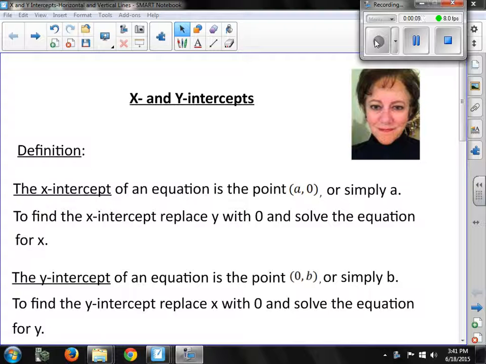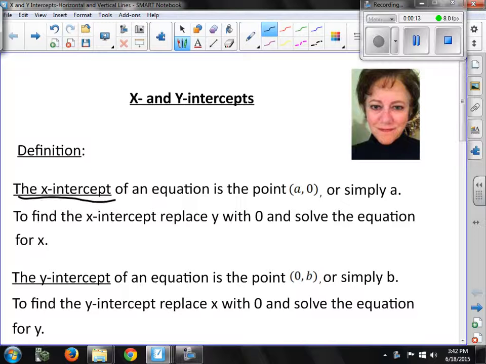Here's some definitions. The x-intercept of an equation of a line is the point (a, 0), or sometimes we simply call it a. Notice in the x-intercept of a line, the y value is always 0. So to find the x-intercept, we simply replace y with 0 and solve the equation for x.